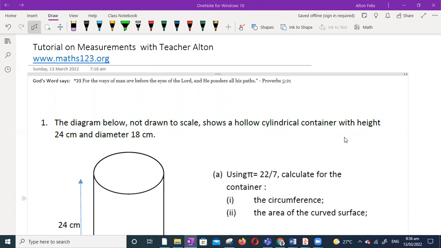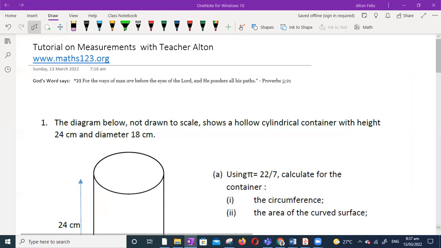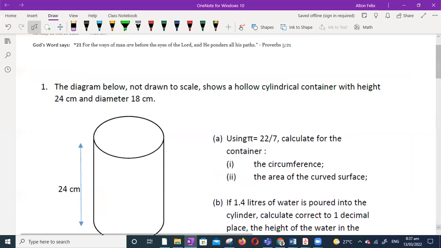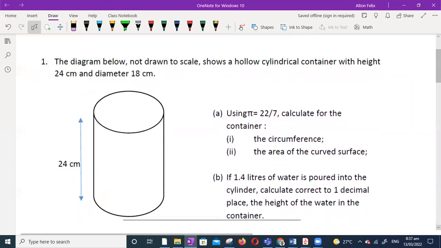In question 1, we are told that the height of a cylinder is 24 centimeters and the diameter is 18 centimeters. And in part A, we are asked to find the circumference as well as the surface area, the area of its surface. So the formula for circumference, C, is equal to 2 pi radius or pi by diameter.